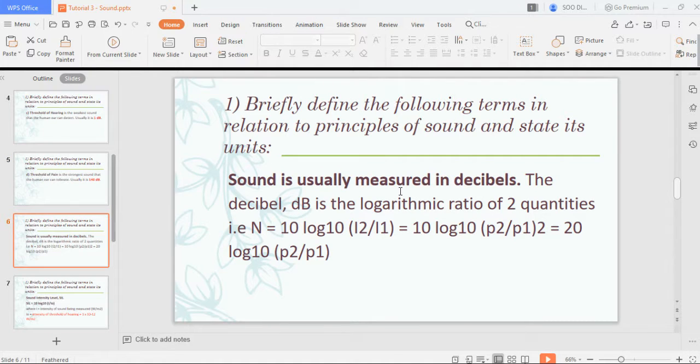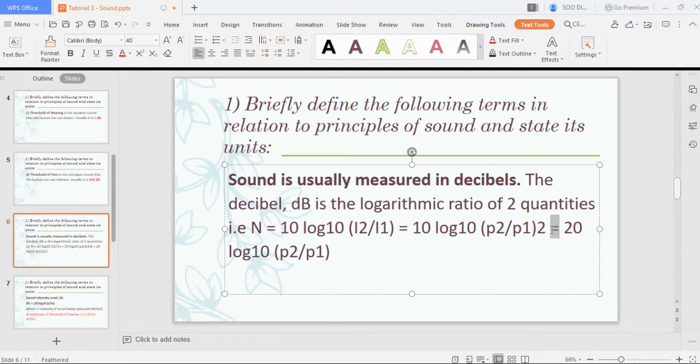Sound is usually measured in decibel. The decibel, dB, is the logarithmic ratio of two quantities, which is either N equals 10 log I2 over I1, or 10 log P2 over P1. This is the formula.